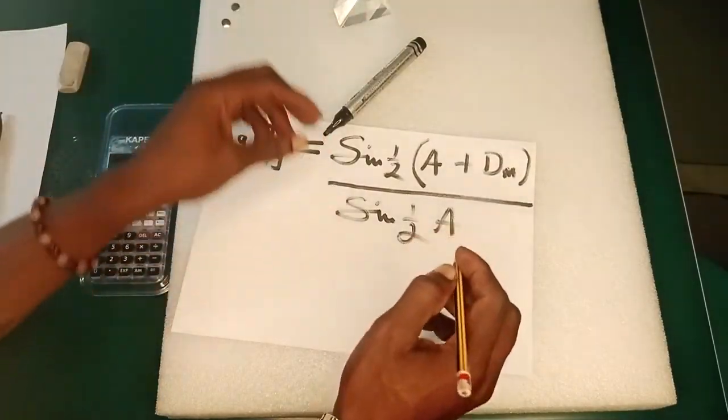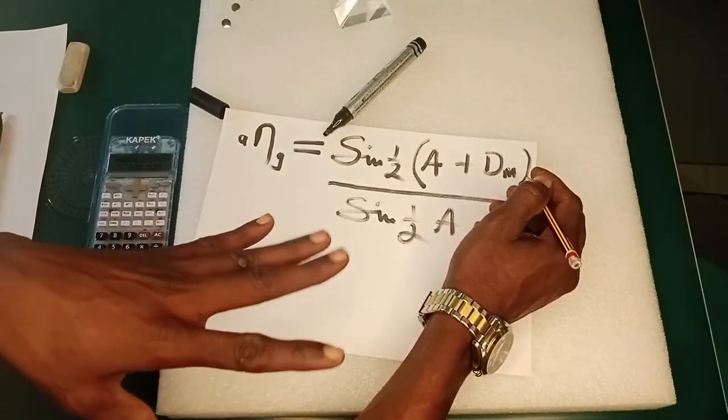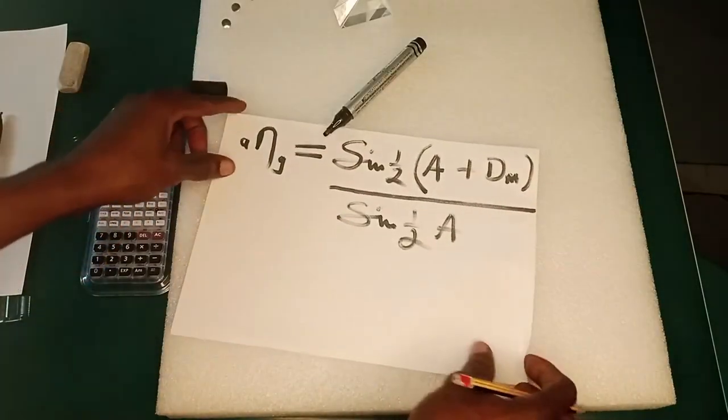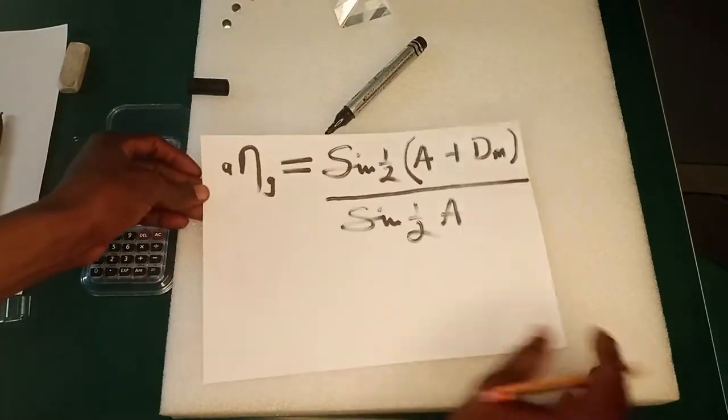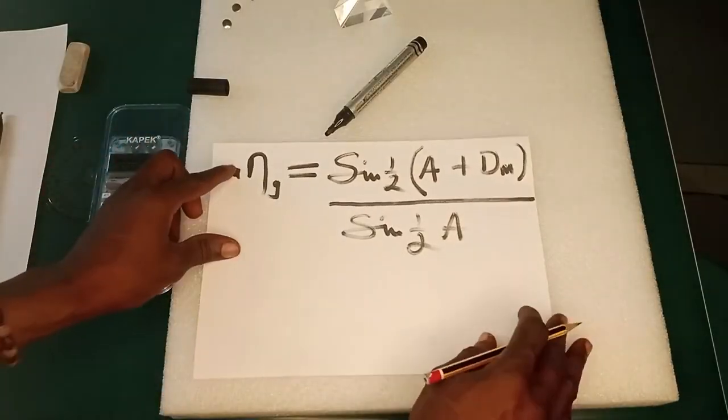So D_M is the angle of minimum deviation. We'll get back to this equation later in this video. So let's go straight to the point.